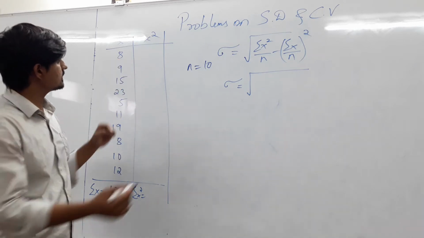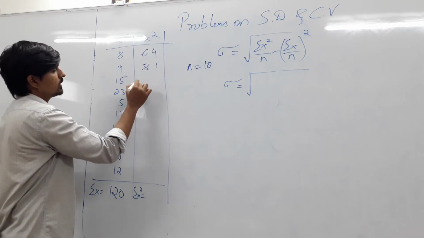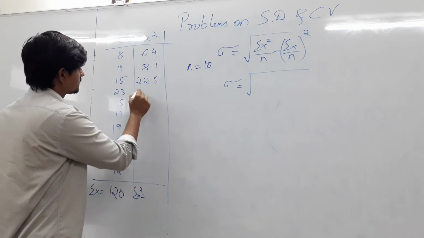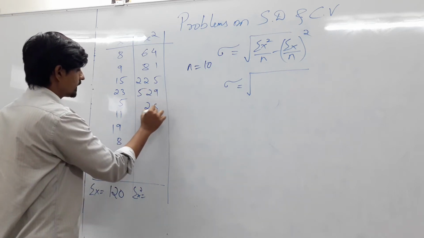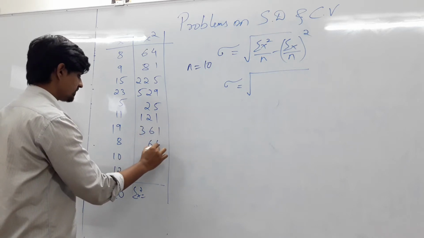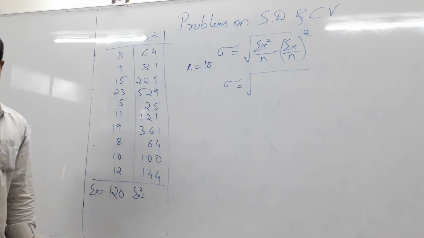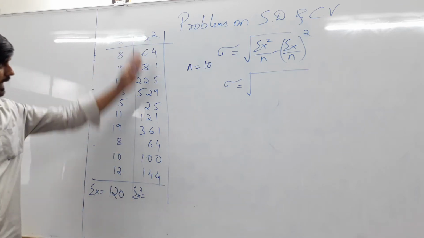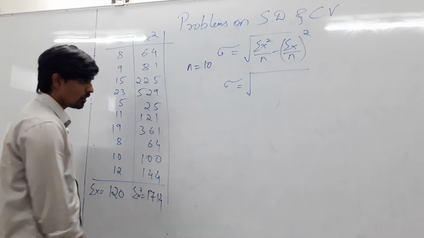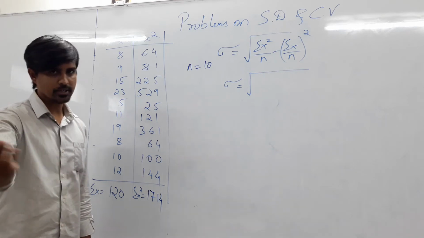Now what we have to do? We have to square these numbers. 8 square is 64, 9 square is 81, 15 square is 225, 23 square is 529, 5 square is 25, 11 square is 121, 19 square is 361, 8 square is 64, 10 square is 100, 12 square is 144. So these are all the squares of these numbers. Add them and you will get 1714. If I am wrong, you correct it yourself in your notes or assignments.